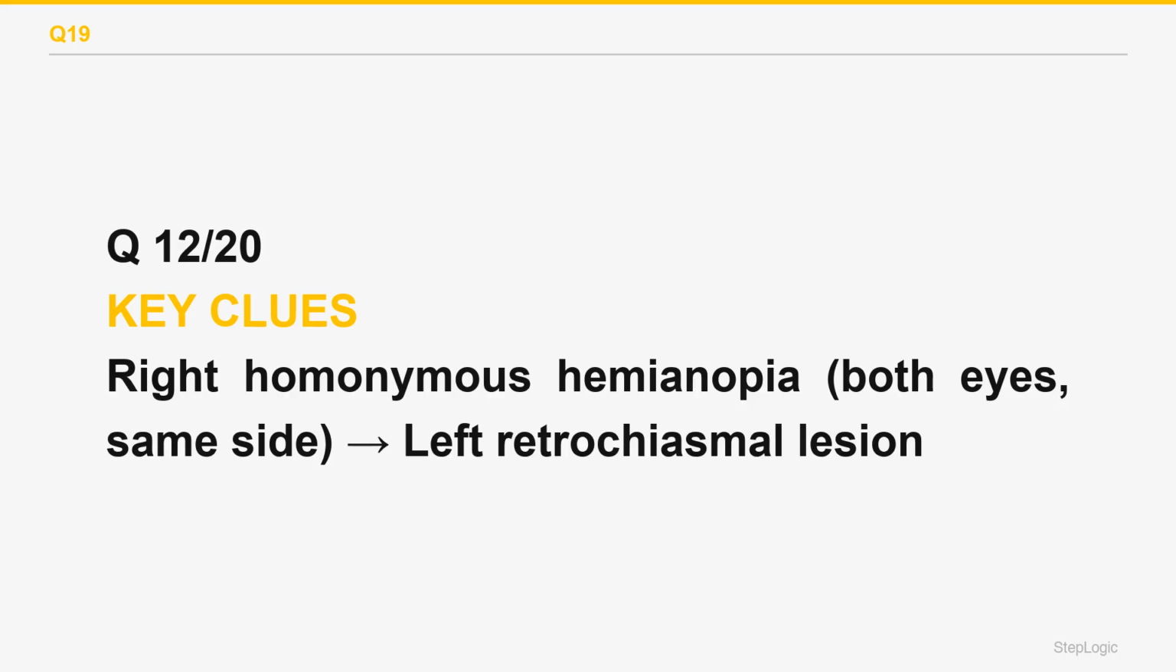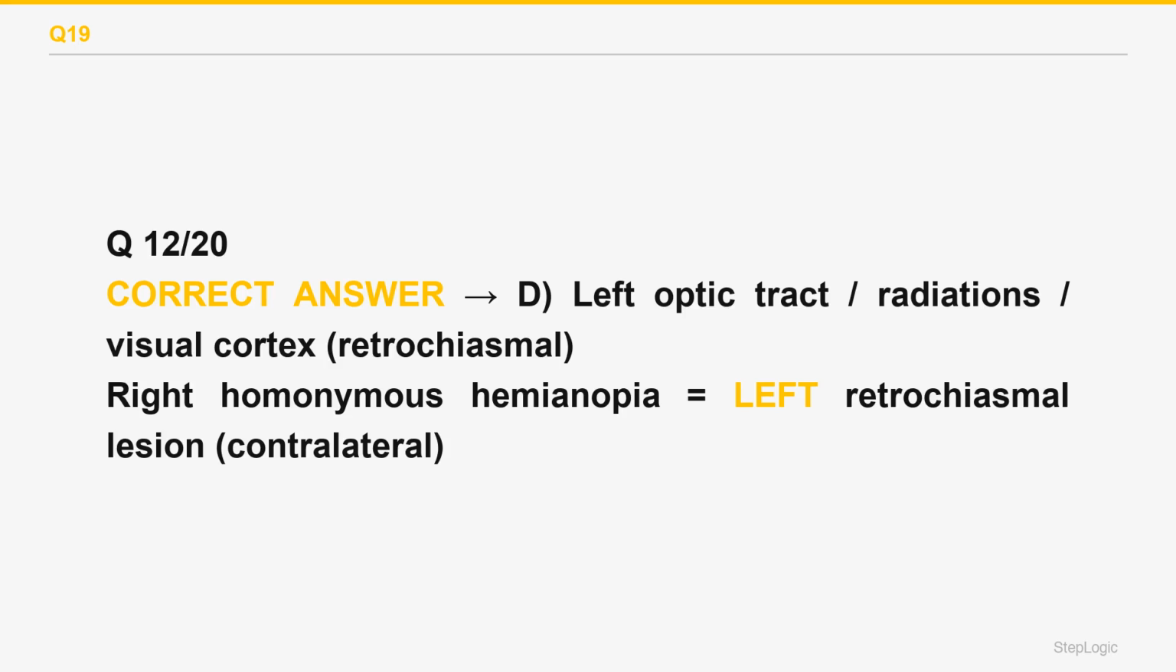A homonymous hemianopia, loss of the same half of the visual field in both eyes, localizes the lesion to the visual pathway behind the optic chiasm on the side opposite the field loss. Here, loss of the right visual field in both eyes means the lesion is on the left side, in the left optic tract, optic radiations, or occipital visual cortex. The reason: after the chiasm, the left-sided pathway carries information from the right half of the visual world from both eyes, so damaging it knocks out the right field bilaterally. The correct answer is D.